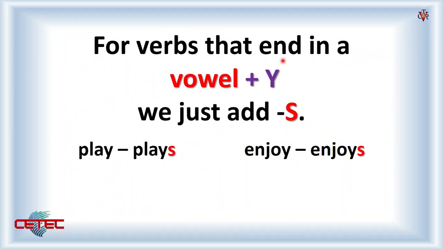Rule number 3. For the verbs that end in a vowel plus Y, we just add S. The verb play ends in vowel plus Y, so we add S. Plays. Enjoy, vowel plus Y, enjoys. Don't forget rule number 1, rule number 2, and rule number 3. It's only usable for he, she, it.